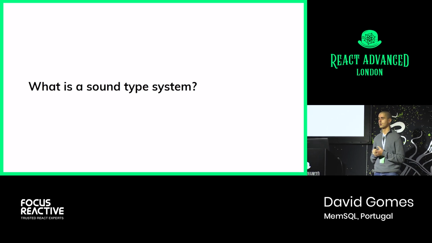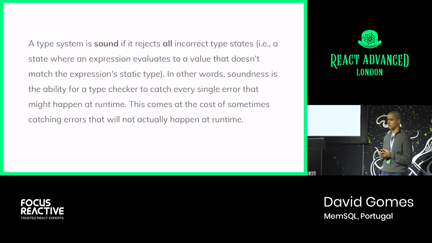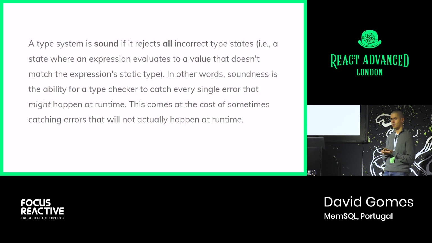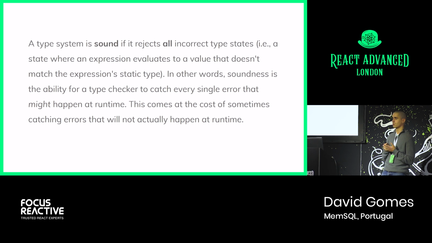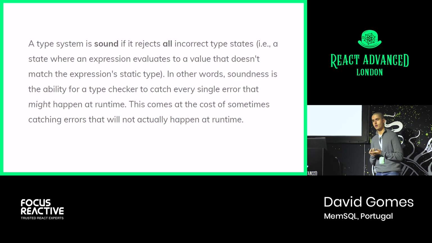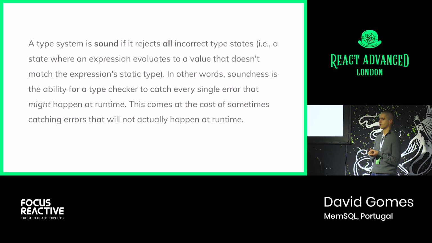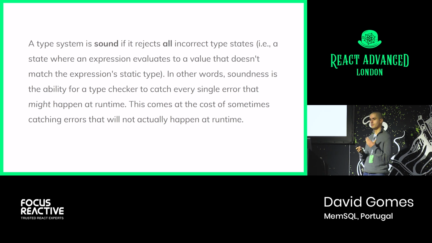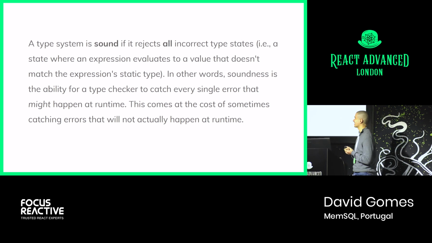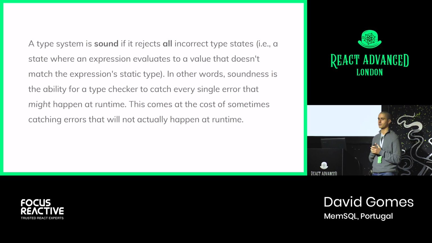Another definition that I just want to quickly touch on is the definition of a sound type system. This is a more academia term, but we will be using it today during my presentation. A type system is said to be sound if it rejects all incorrect type states. So in a way, a sound type system is one where there are no runtime type errors, sort of. But it is what the definition is, and we'll be using this definition throughout the talk.